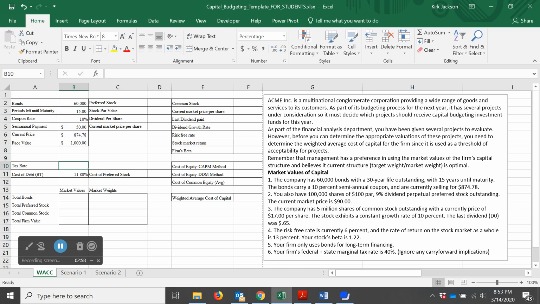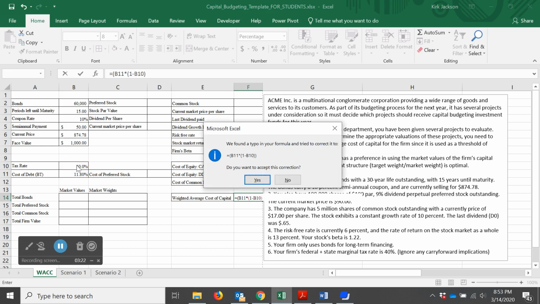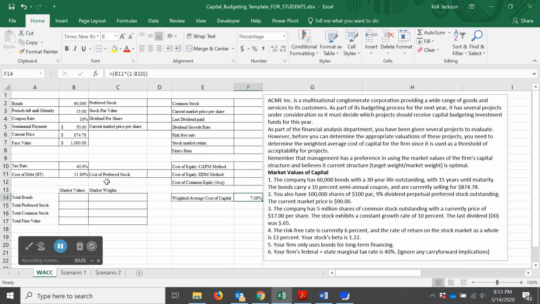Now, we know that the tax rate, 40%, is over there, and so we want to plug that in. And then when we get to the weighted average cost of capital, what we will need to do is multiply that times 1 minus the tax rate to get the after-tax rate. And if we see here, the after-tax rate is 7.08, and then what we would do is take that times the market weight of bonds, and that would give us the first component of the weighted average cost of capital.